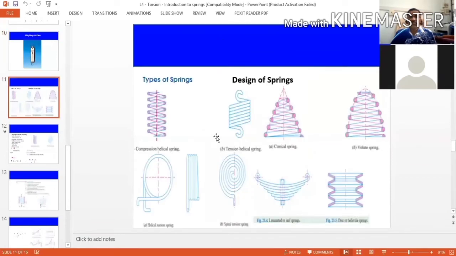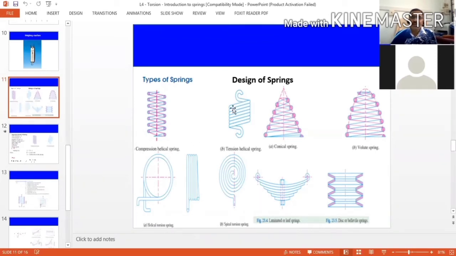So now the types of springs. Here, these 1, 2, 3, 4, 5 are all helical springs only, but there are some differences. In all the springs, the wire is wound into helical shape. Here the gap is provided, so it can take compressive load. So this is called a compression helical spring.